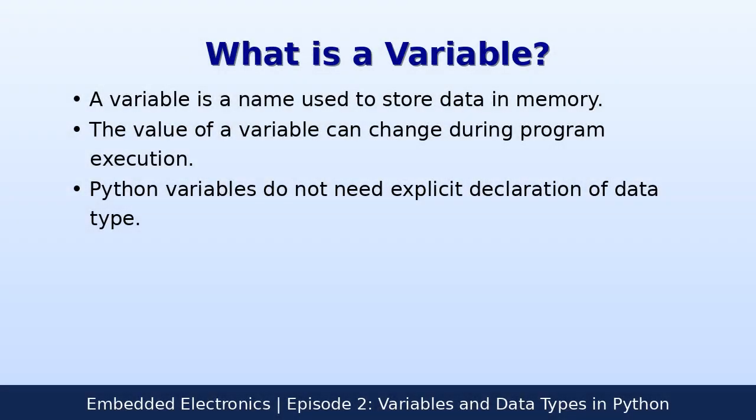A variable is a name used to store data in memory. Its value can change during program execution. In Python, variables do not require explicit declaration of their data type.